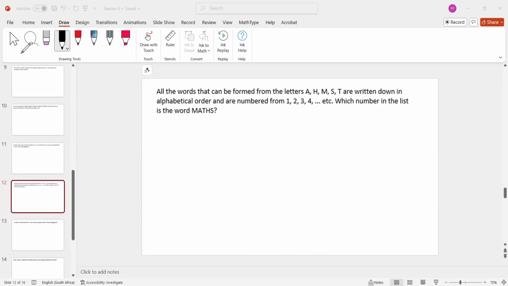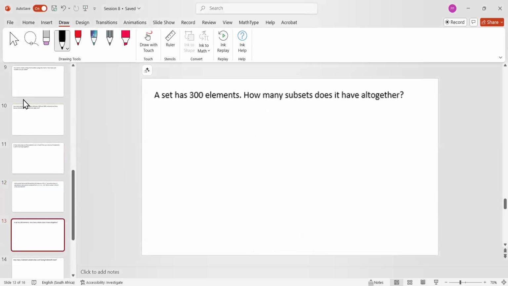All right. So now here a set has 300 elements. How many subsets does it have altogether? Now you have to know what you mean by subsets and sets and so on. Let's take a simple case. I don't know whether you have done sets at all in your lifetime.